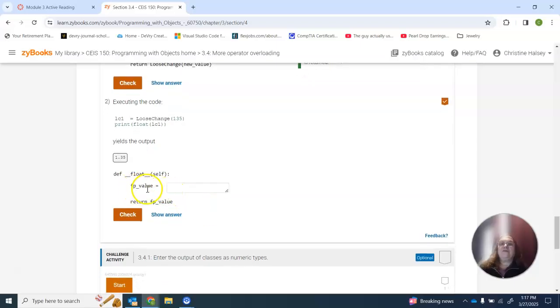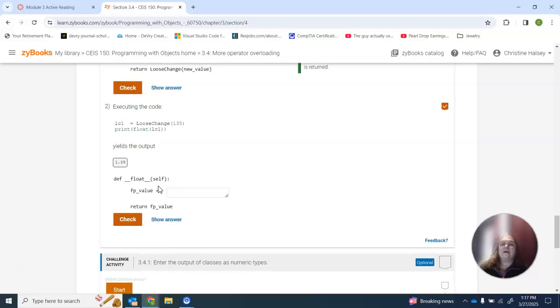Here we want the floating point value of value. I believe it is. Yep. Our value of self.